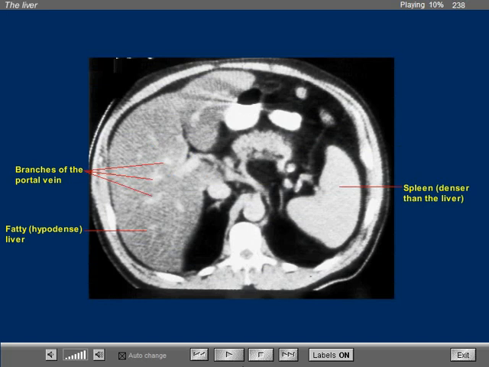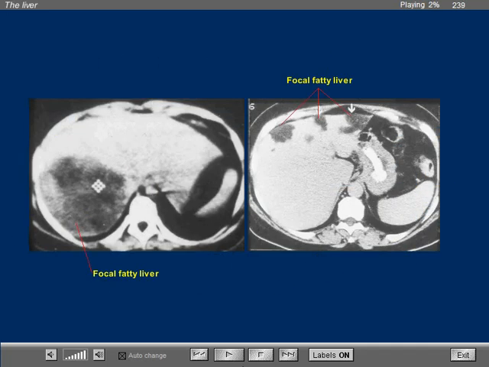CT of the liver will show in some patients the presence of excessive fat as demonstrated here. Note that the spleen is denser than the liver and that the vascular structures that are seen in the liver represent the branches of the portal vein. Focal deposition of fat in the liver can appear as solitary or multiple low-density areas. They can be large or they can be small, as seen in these two patients.